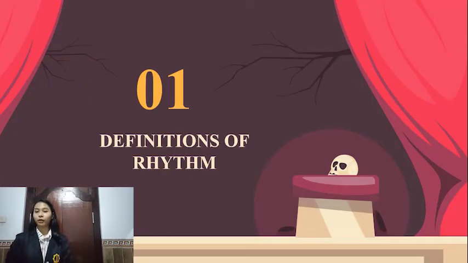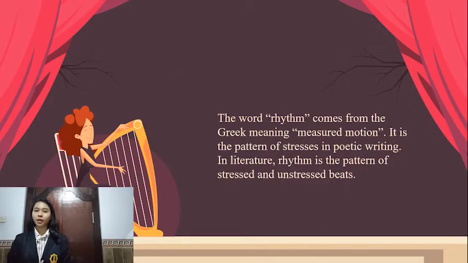I want to explain about rhythm. Let's start from the definition. The word rhythm comes from the Greek meaning measured motion. It is the pattern of stresses in poetic writing. In literature, rhythm is the pattern of stressed and unstressed beats.